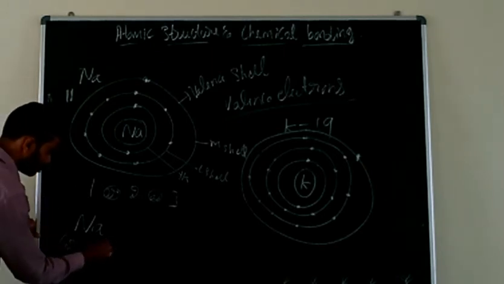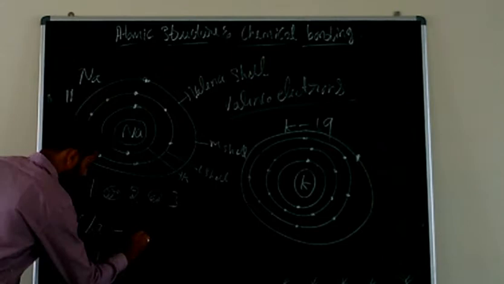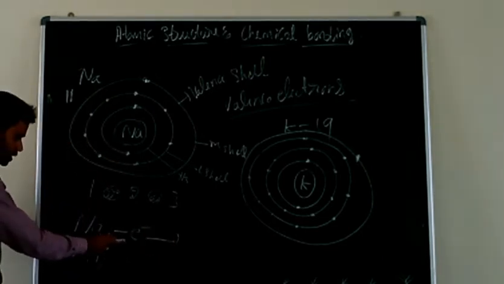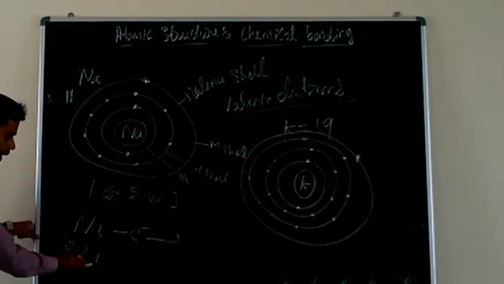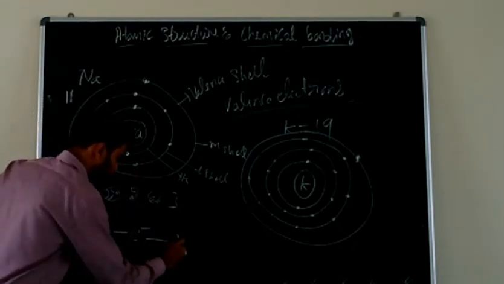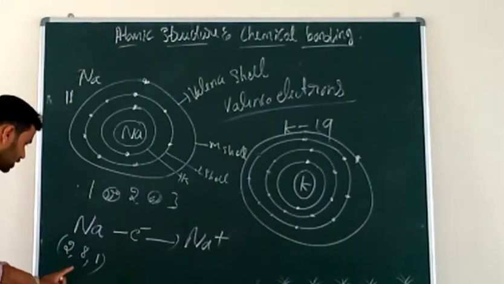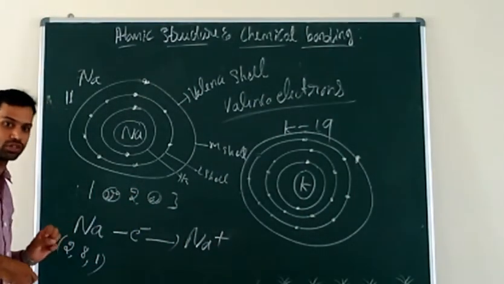Losing an electron is represented by e minus. It is going to lose 1 electron, so it gains a positive charge. This is the sodium atom, and this is Na plus, the sodium ion. By losing 1 electron, it gains the positive charge.